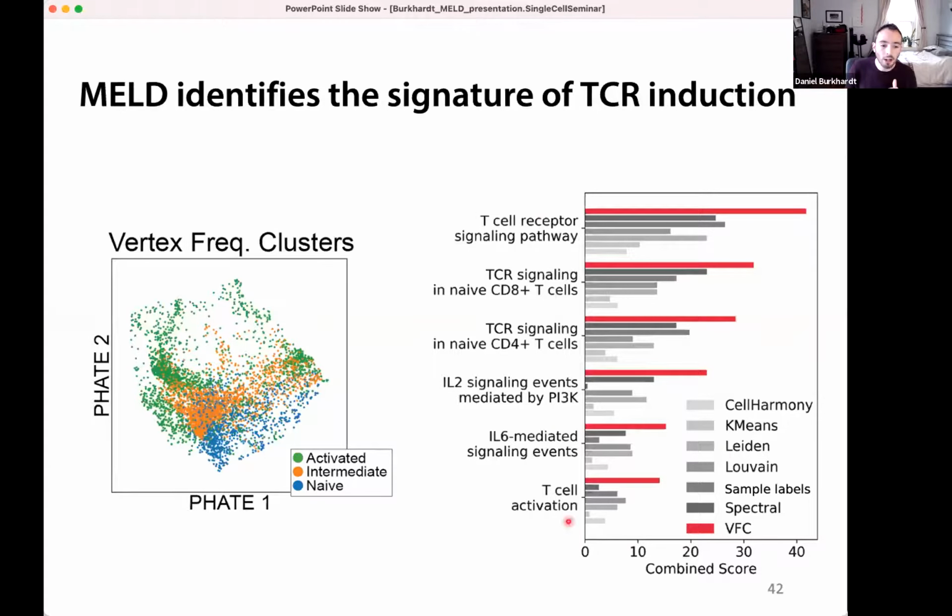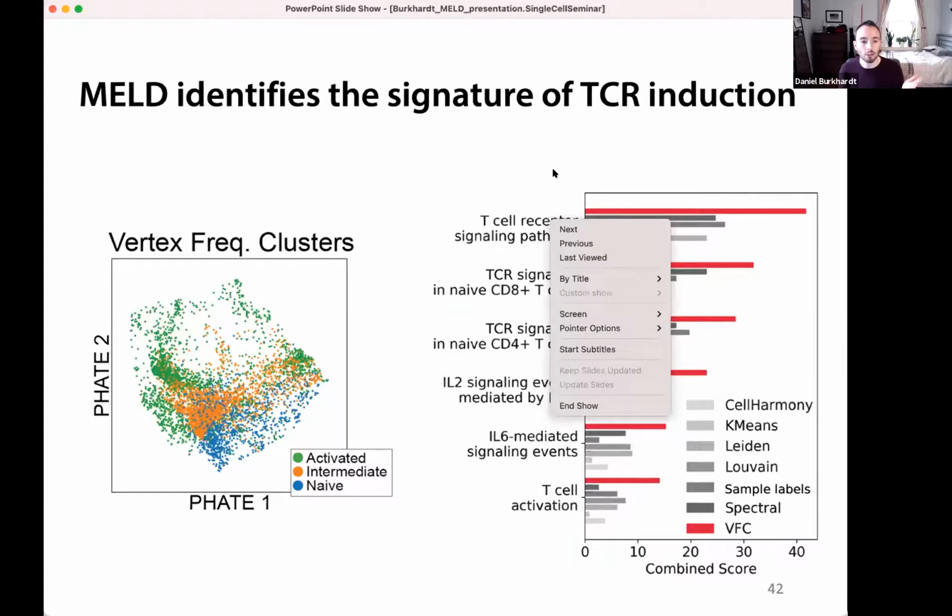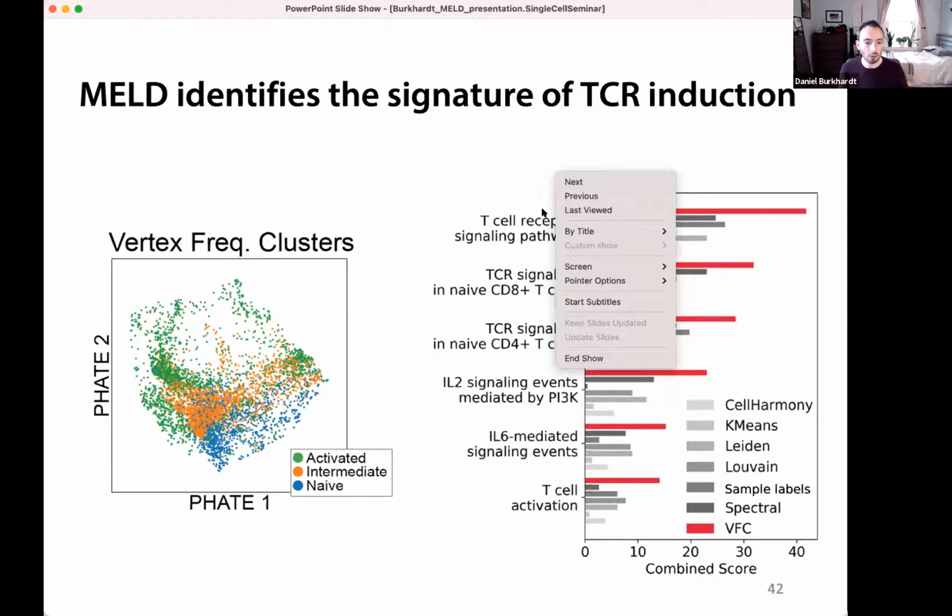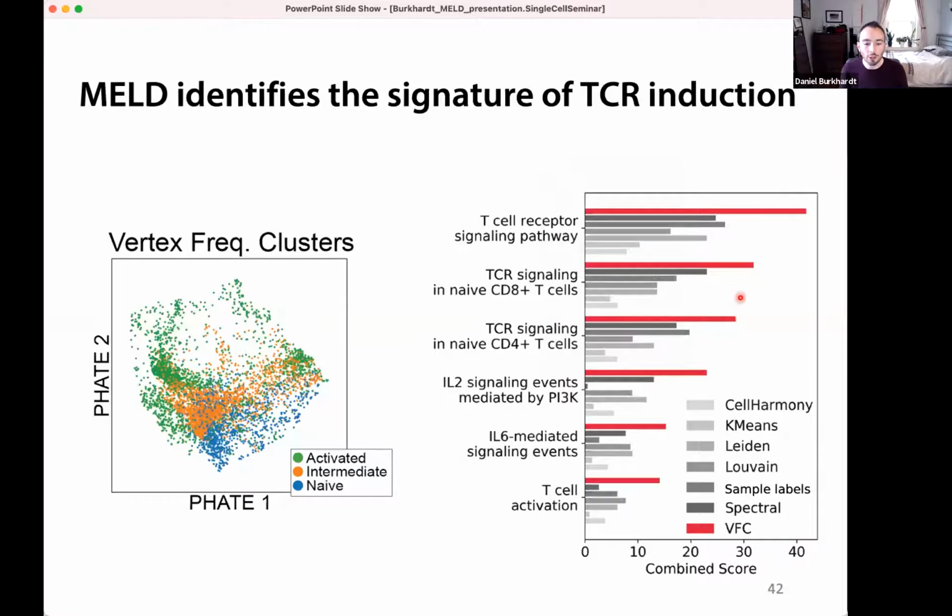And here we're looking at a number of GO terms that we know are implicated in T-cell receptor activation. These should be enriched in this experiment. And what I hope is pretty clear is that the enrichment, the combined score, the level of enrichment for these gene sets, is higher when you use this set of clusters than when you just compare the samples alone or use almost any other kind of clustering algorithm that we compared here.